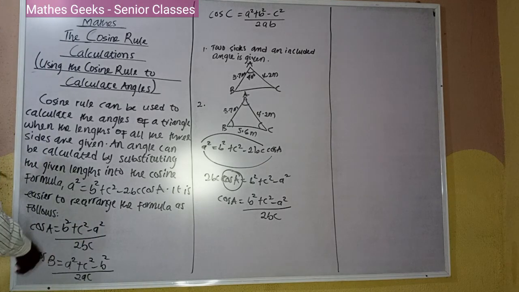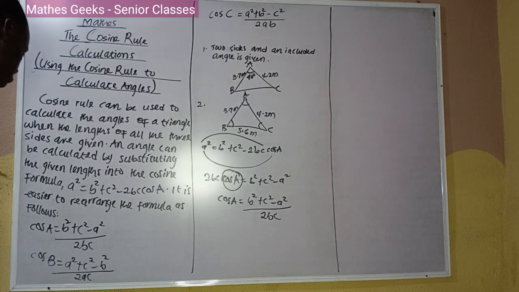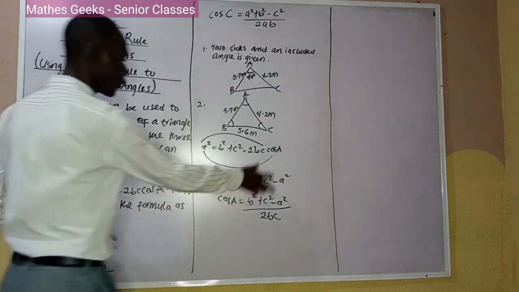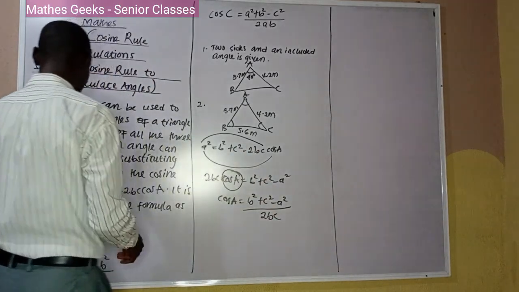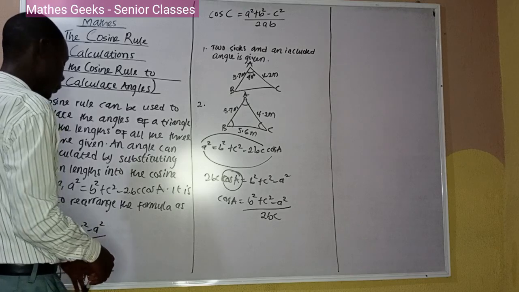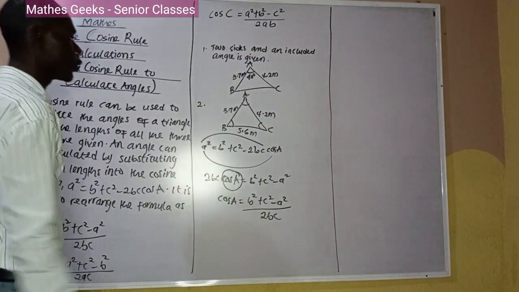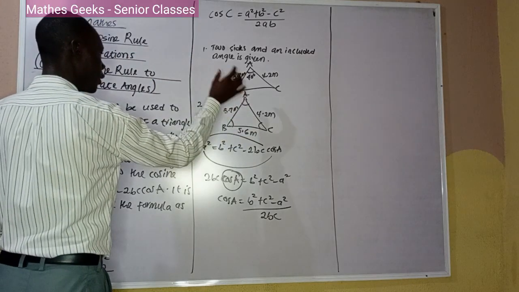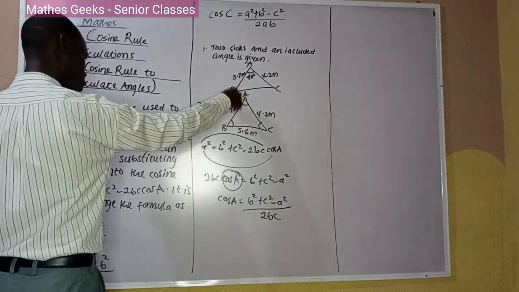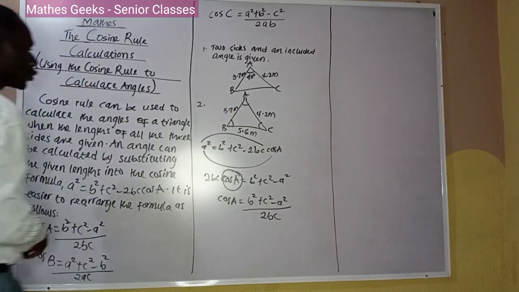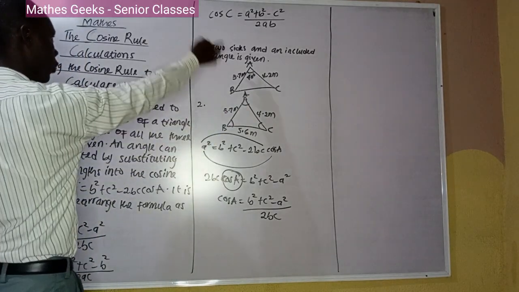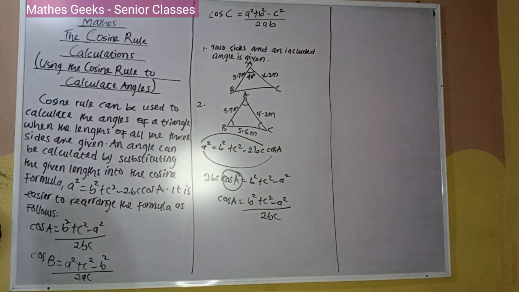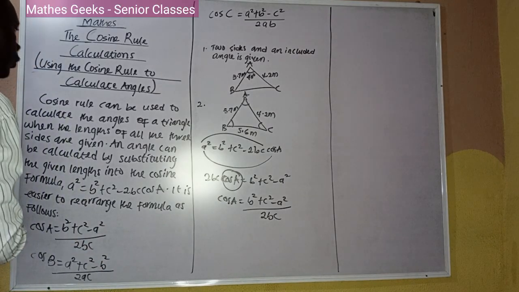The same applies to b squared equals a squared plus c squared minus 2ac cos B. Just apply the same principle and make cos B the subject of the formula. That way you get this form also. So anytime we're given all three sides and we need to find any of the angles or all three angles, just substitute into the appropriate formula and you get the angle that you intend to calculate.